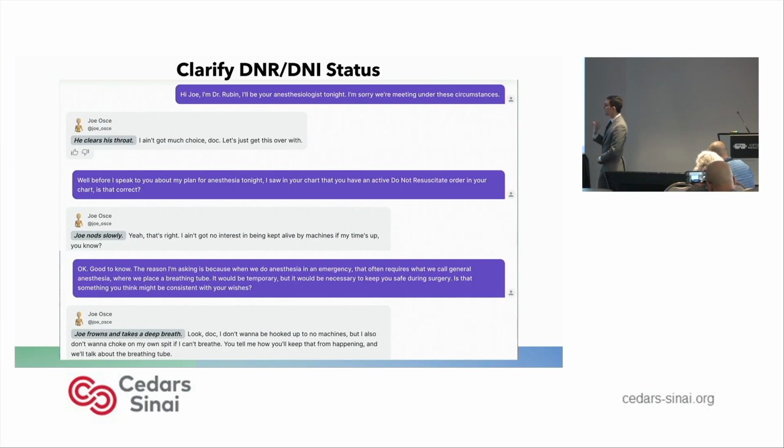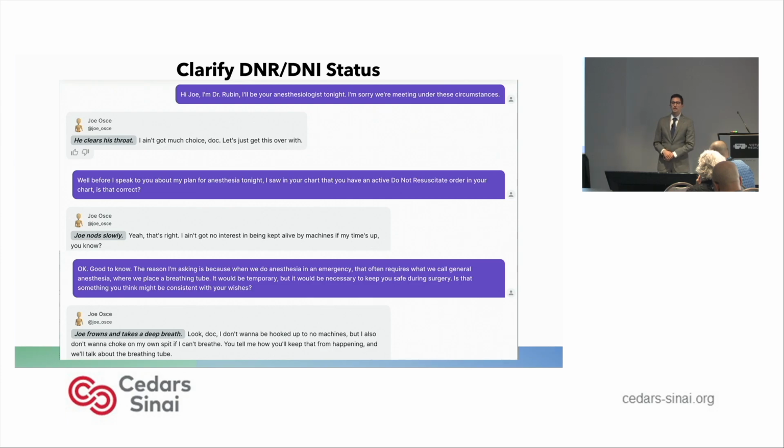Okay, that's good to know, but the reason I'm asking is because when we do surgery or anesthesia in an emergency, it often requires what we call general anesthesia. And that would be where we place a breathing tube. So it'd be temporary, but it'd be necessary to keep you safe during surgery. Is that something you might be consistent with your wishes? And Joe says, look, doc, I don't want to be hooked up to no machines, but I also don't want to choke on my own spit if I can't breathe. So you tell me how to keep that from happening, and we'll talk about the breathing tube.